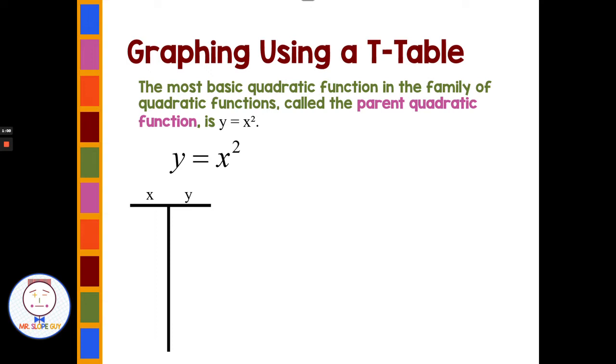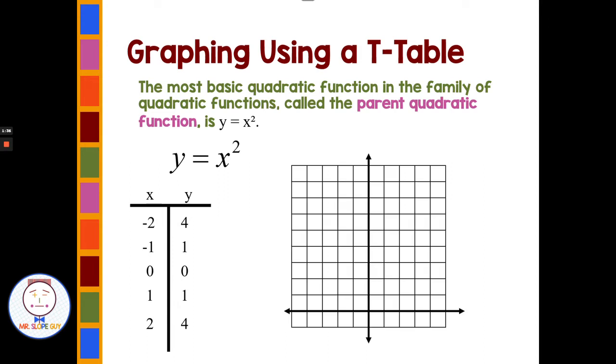So we're going to do a t-table, and we're going to pick numbers around the origin that will fit onto our coordinate plane easier. If they get very big, they get off the coordinate plane very quickly. We can start with -2. -2 squared would give us 4, so now we have the point -2, 4. And I pick other numbers around the origin, like -1. -1 squared is 1. 0 squared is 0. 1 squared is 1. 2 squared is 4.